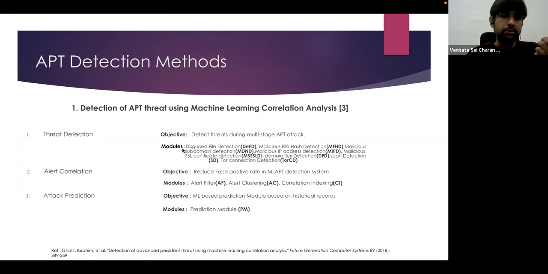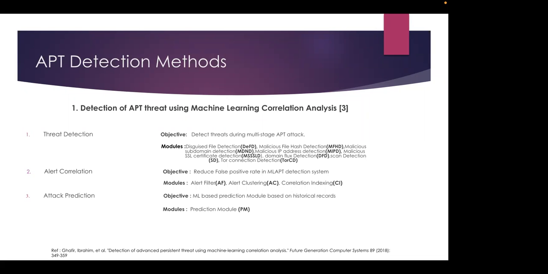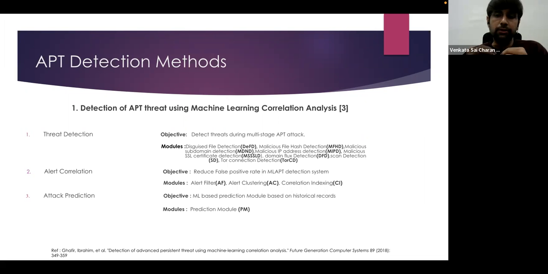So a disguised file detection module will try to identify whether the content of the file is an exe or not, even though the extension is not exe. And the malicious file hash detection module: whatever files are downloaded in this particular network, it will generate the SHA-256 and MD5 hashes of those files, verify them against the blacklisted VirusTotal file hashes, and generate the alerts.